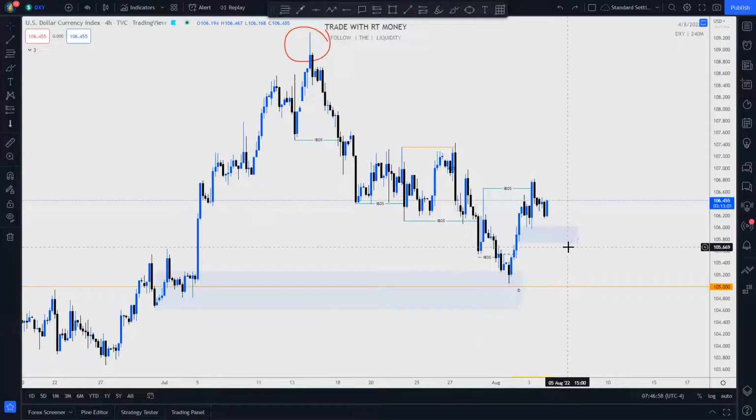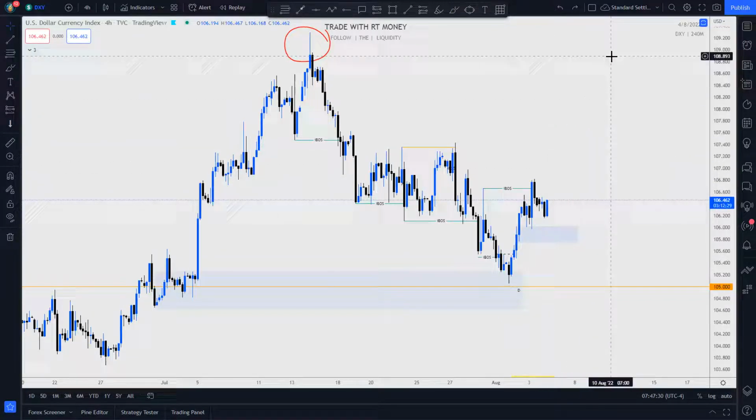Got it? So I'm looking for price to continue higher. And guess what? After this break of structure here, we get the CHoCH, the change of character. And then we have an internal break of structure to the upside. So this looks like the pullback, the retracement for the higher low is over. And it looks like we are going to start making our way back up.